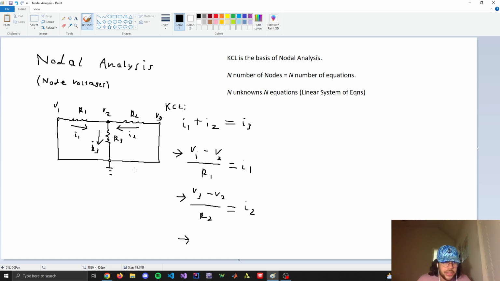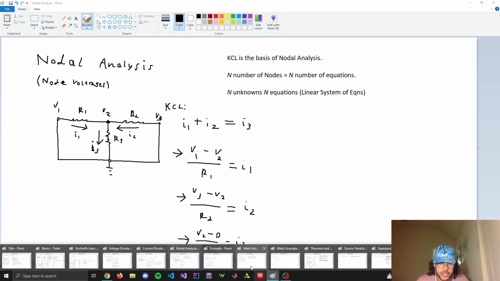And then I3 would be this current flowing down here from V2 to ground. So that means it's V2 minus 0 divided by R3 is equal to I3. And so that's how you do nodal analysis. In this case, we have one unknown node, so we're going to have one equation. It's just going to be these three summed together. So let's go ahead and take a look at an example.